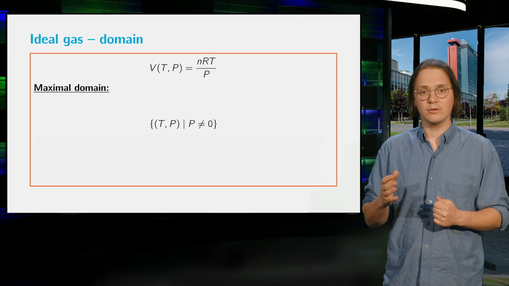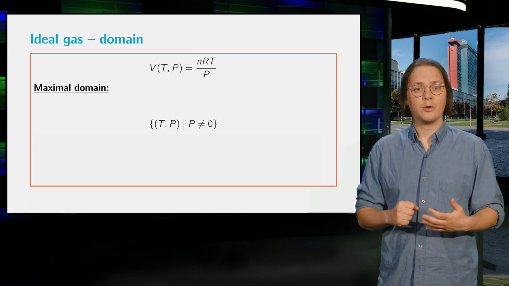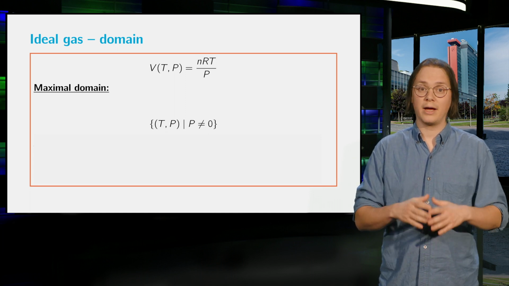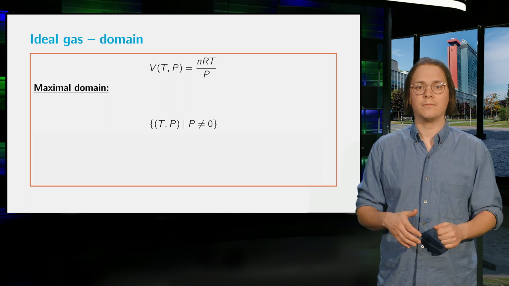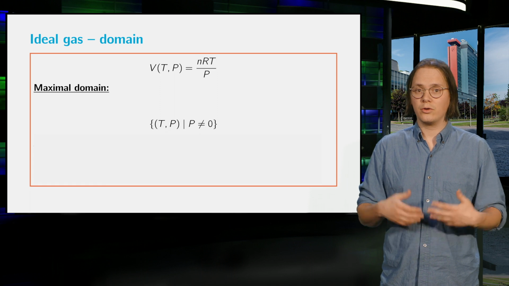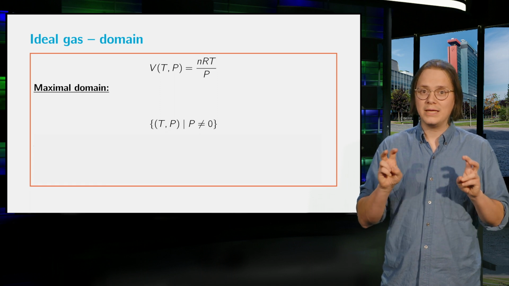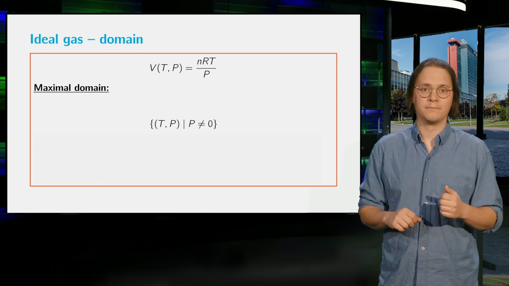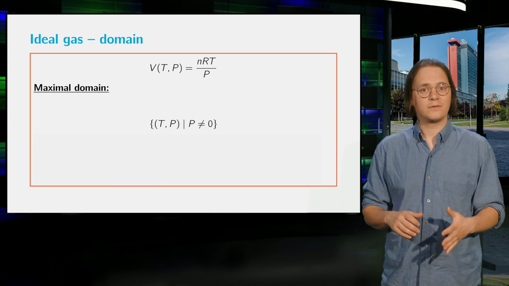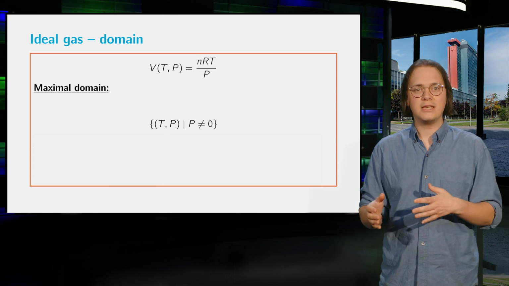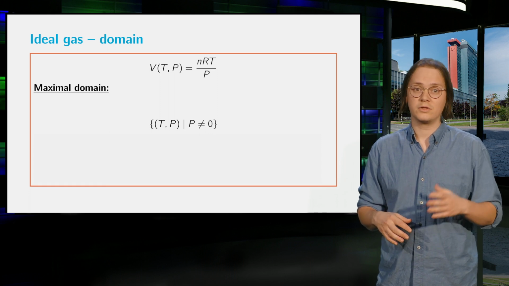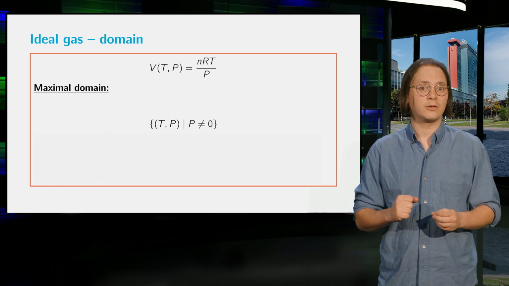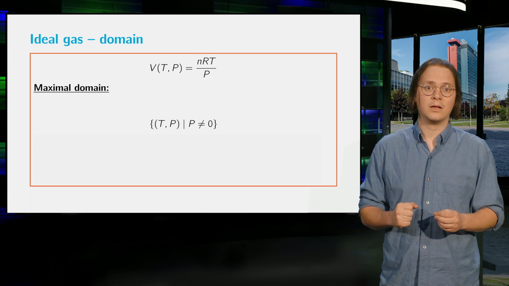Considering again the ideal gas law function we saw earlier, we find that the maximal domain is given by all pairs of numbers t and p, where p is non-zero. In other words, we could consider the plane with the vertical p-axis removed. Of course, this is a bit strange, because t and p are not just numbers. Actually, T is the temperature, say in kelvins, and P is the pressure, say in Pascal.